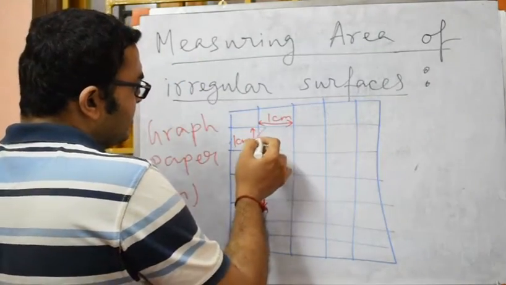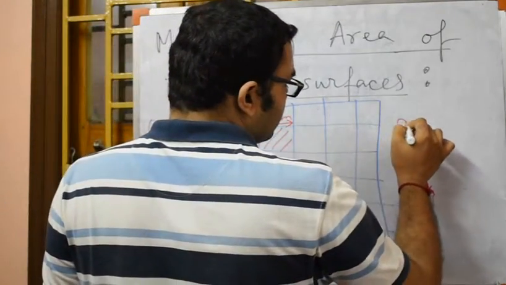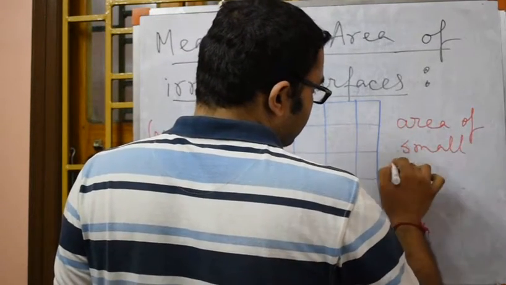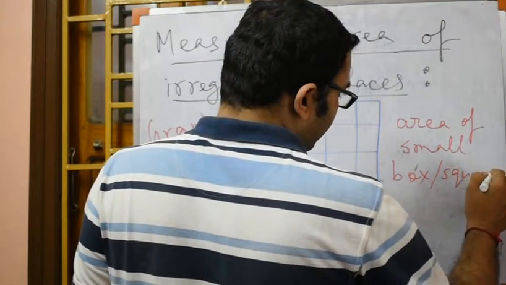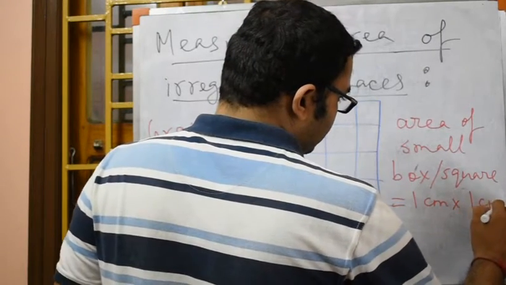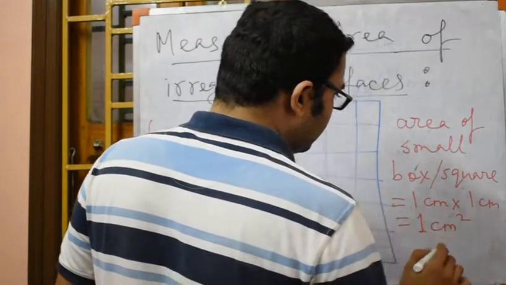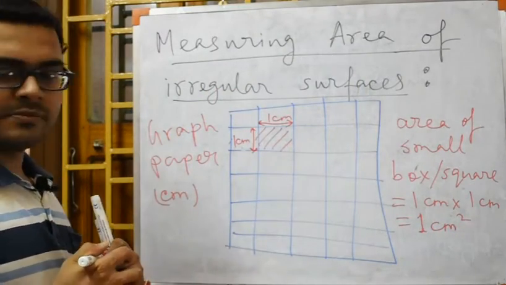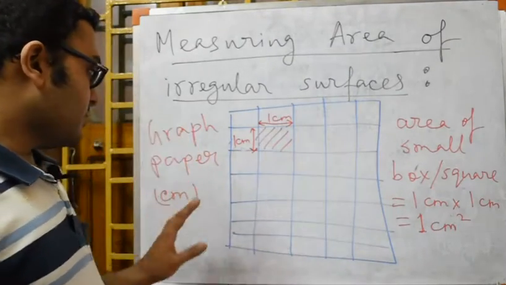So if I ask what is the area of this small box, the area of a small box is equal to 1 centimeter into 1 centimeter, which turns out to be 1 centimeter square. So it is the area of each small box. Please be careful about the unit, and please note it down.